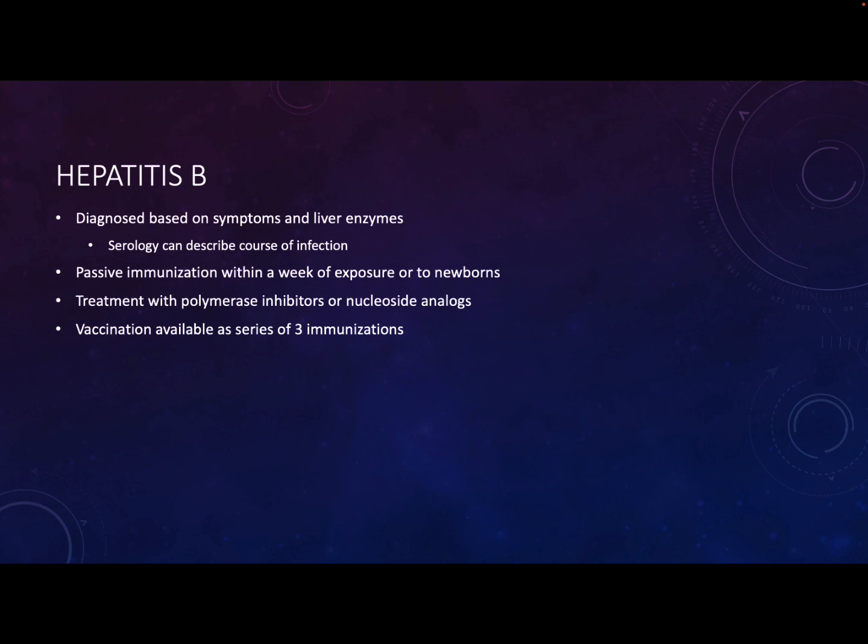So we can diagnose it based on symptoms and liver enzymes. Again, anytime a patient comes in and they have jaundice, so their skin tone may look yellow, or if you can't tell that their skin tone is yellow because different skin tones look different, the whites of their eyes. That's usually going to be easier to diagnose. Serology can describe the course of infection. So what type of antibody do we look for first? IgM, right? That indicates an early infection, and then we would see more IgG. Very good.